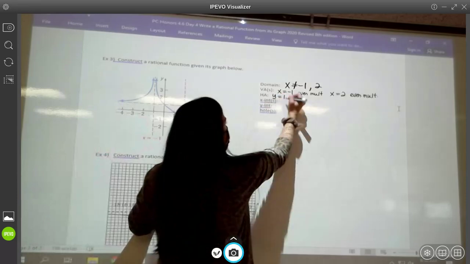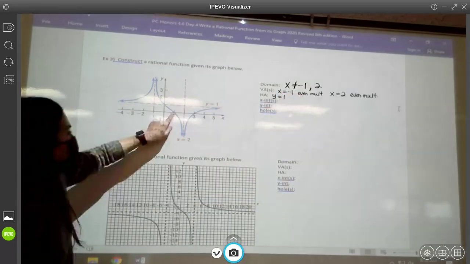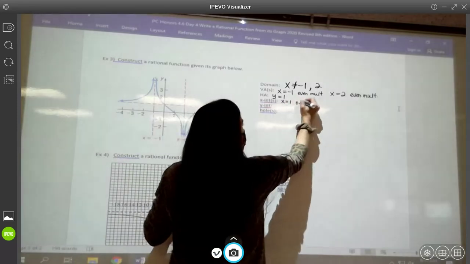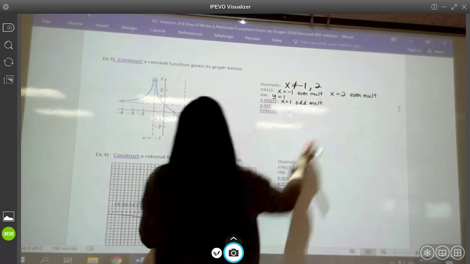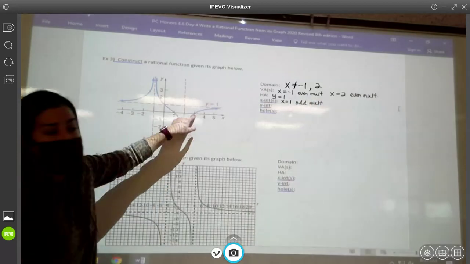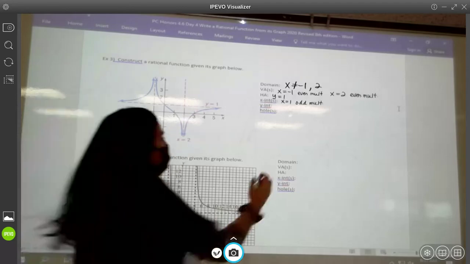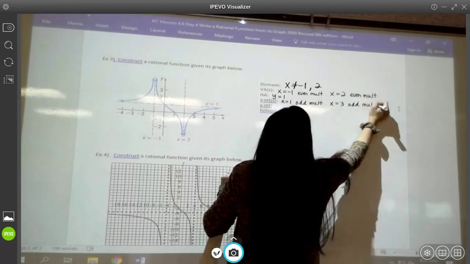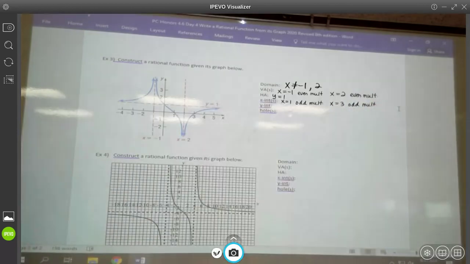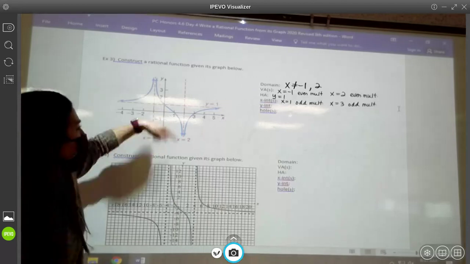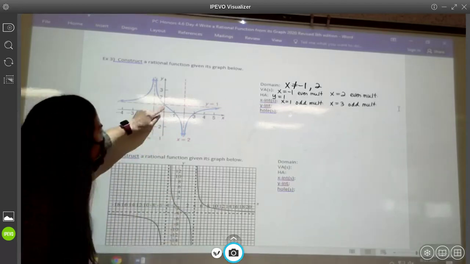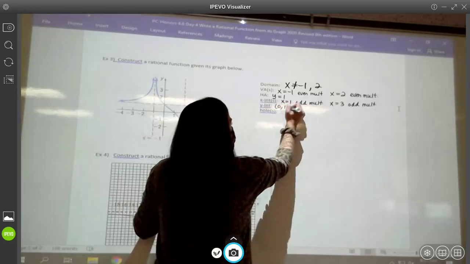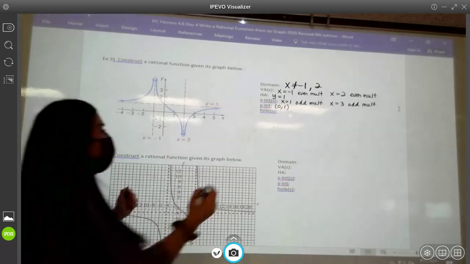All right, I have x-intercepts. I have an x-intercept at 1 and it crosses, so we can assume odd multiplicity. I have an x-intercept at 3, and it crosses, so I can assume odd multiplicity. I have a y-intercept. Actually, it's a cross point on your HA, which again doesn't matter if it crosses, it's fine. But I have a y-intercept at 0, 1. And we did not have any holes, so that's a no.